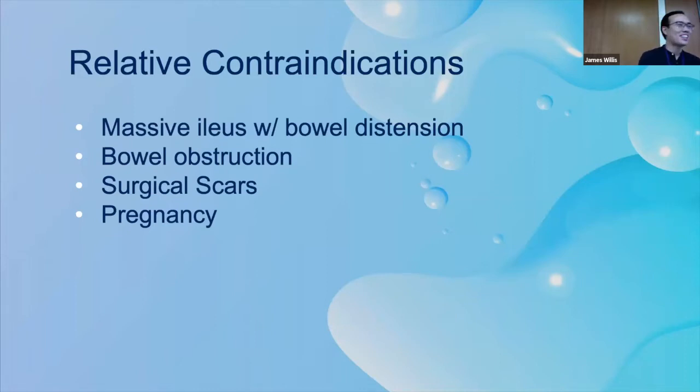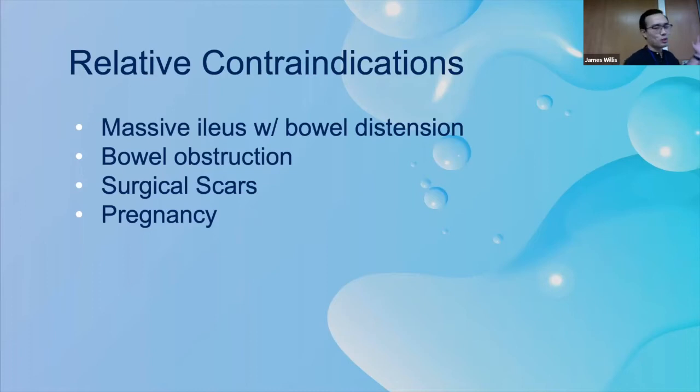That is very correct. All right, so some relative contraindications are massive ileus with bowel distension, bowel obstruction, surgical scars, and pregnancy. Basically, you don't want to puncture any bowel, solid organs. You don't want to puncture the bladder, the uterus. You don't want to puncture the baby.